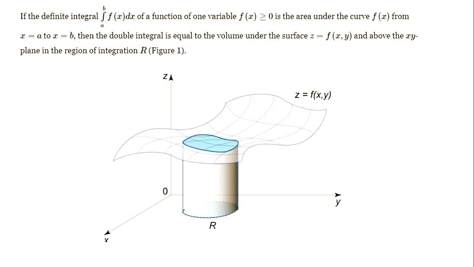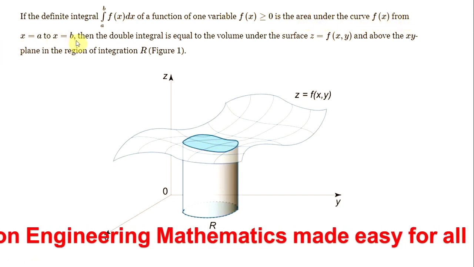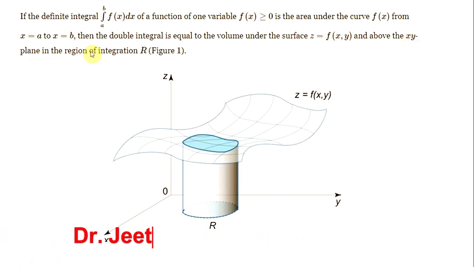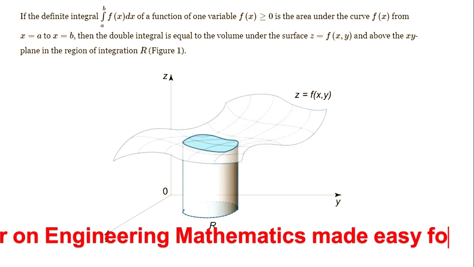Then we come across another view of how the integration looks. If the definite integral, integration from a to b of f of x dx, of a function of one variable f of x greater than or equal to 0, is the area under the curve f of x from x equal to a to x equal to b, then the double integral is the volume under the surface z equal to f of x comma y and above the xy plane in the region of integration R. So here we can see very simply how the integration looks. Geometrically this is how the integration looks, and symbolically we write it in mathematics. This symbol represents z equal to the function f of x comma y. So we go to the next one.